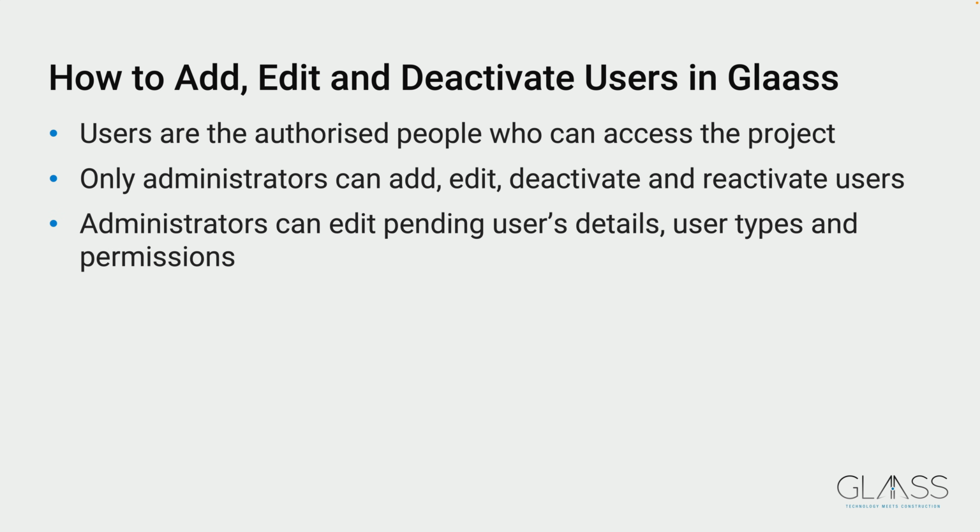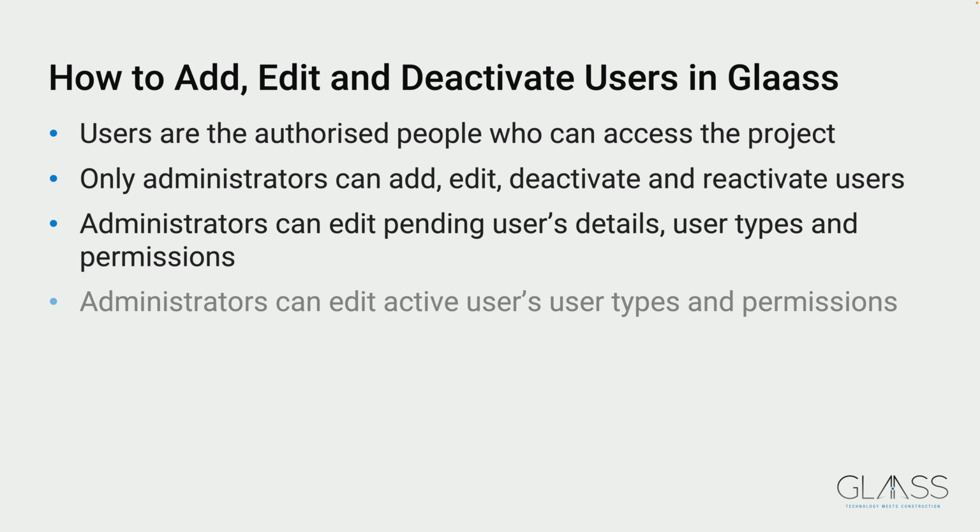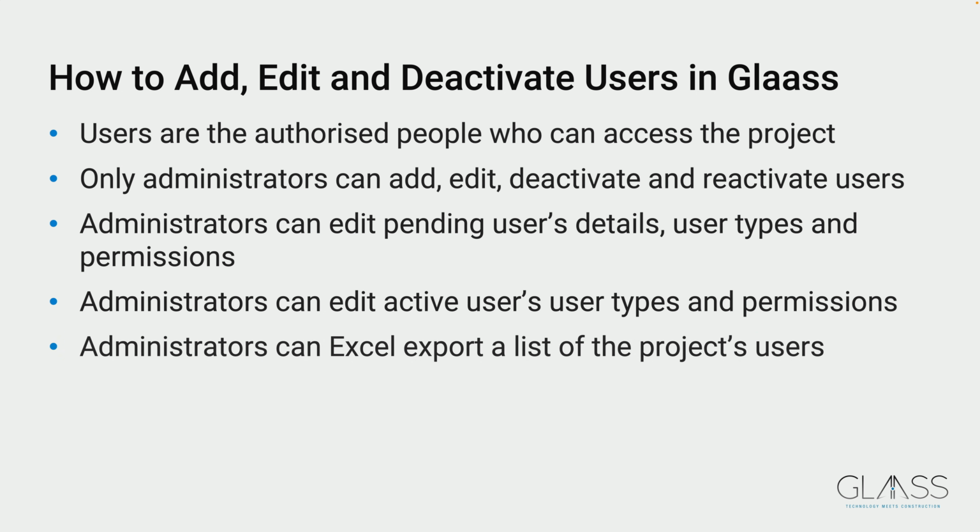Administrators can edit pending users' details, their user type, and permissions. Administrators can edit active users' user types and permissions, but not their details. Administrators can Excel export a list of the project users to see all of the users on the project, their user types, permissions, and viewable cases and templates.